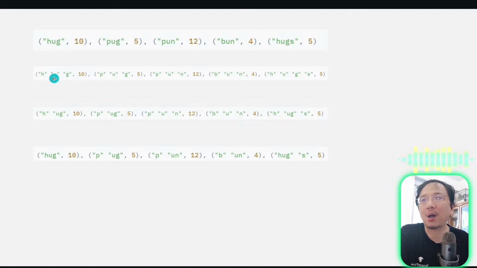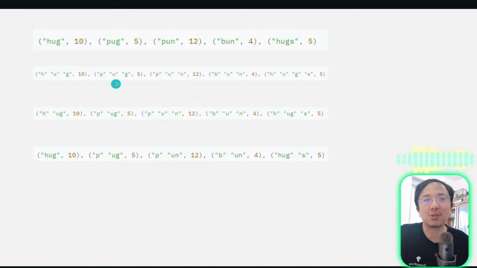Also let's see UG. UG appears here 5 times, 10 times, 5 times, and also here 5 times. So UG appears 20 times. We can also consider PU, 5 times and 12 times, so 17 times in total. We consider each possible pair, and we see that UG appears the most, 20 times. So we put UG into the dictionary.